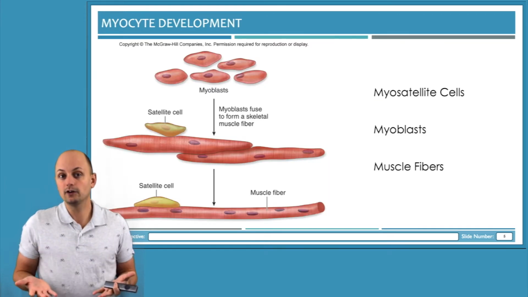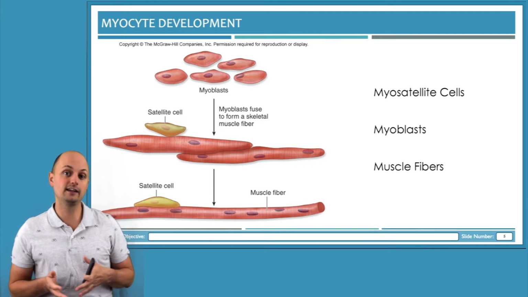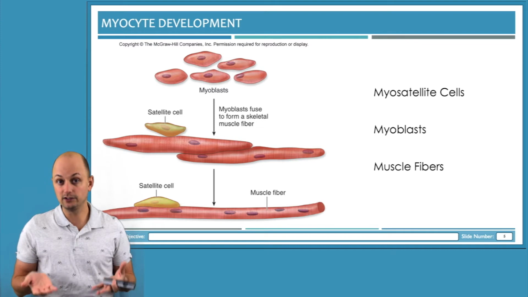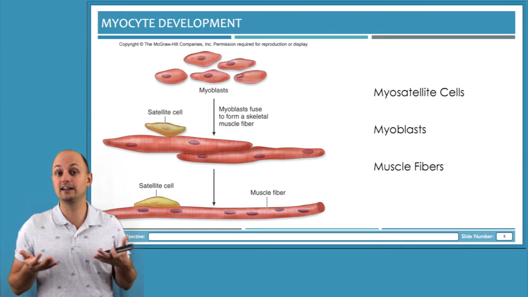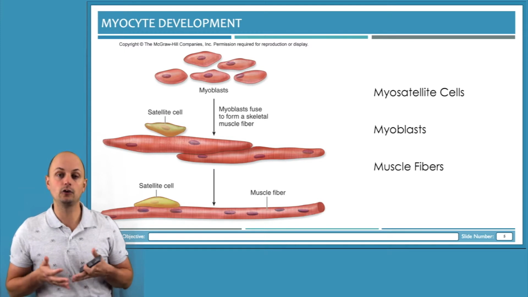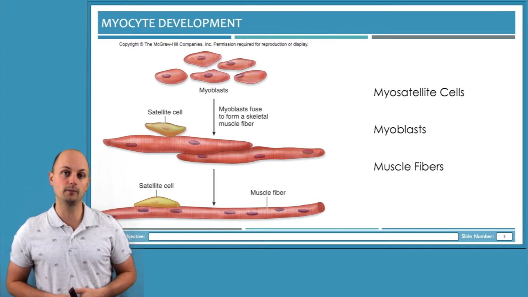So, like neurons, muscle is a terminally differentiated tissue. And that means that muscle doesn't go through mitosis. But muscles still need to grow, and muscles get damaged and need to be repaired. So we have to have a mechanism to generate new muscle cells inside the body. And that's what we're taking a look at on this diagram here.